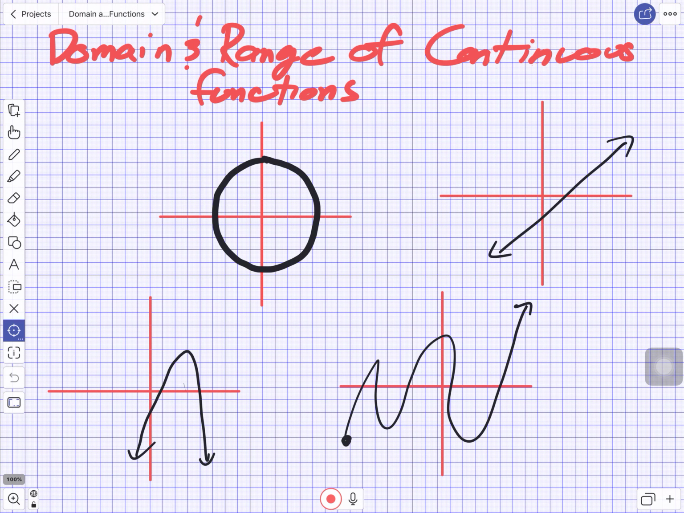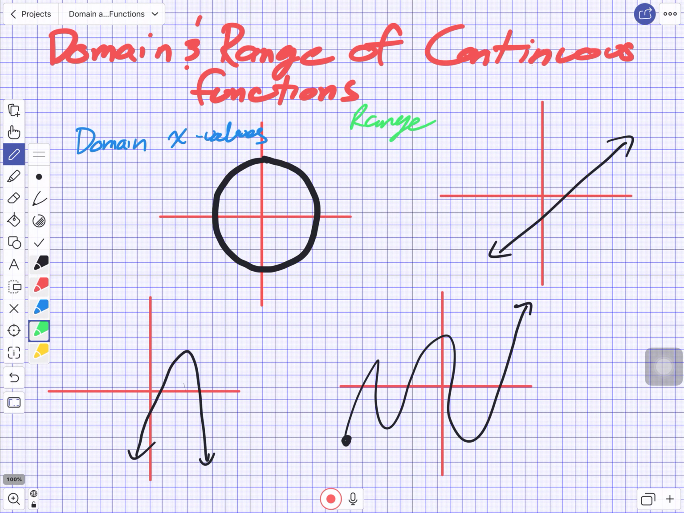What's interesting about this is if I tried to write the domain, let's just quickly clarify. Domain is x values, okay? And then range is y values. That'll help us a little. Range is kind of your up and down stuff. How far does a function go up and down? And domain is how far does a function go left and right.